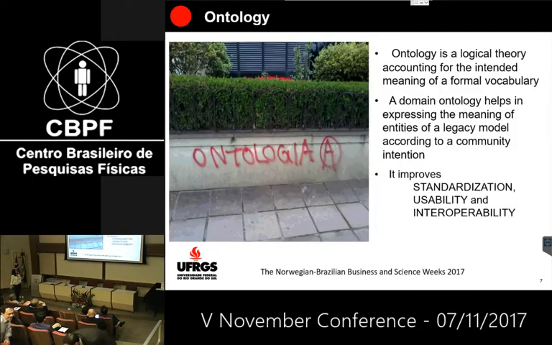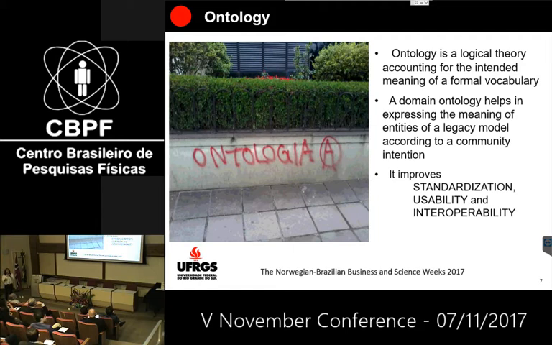What is ontology? I swear to you that this is a real picture that I took in Porto Alegre on a day of manifestation. I am not sure why the guys have written this on the wall, but it's true. That's very funny. I keep this picture forever.